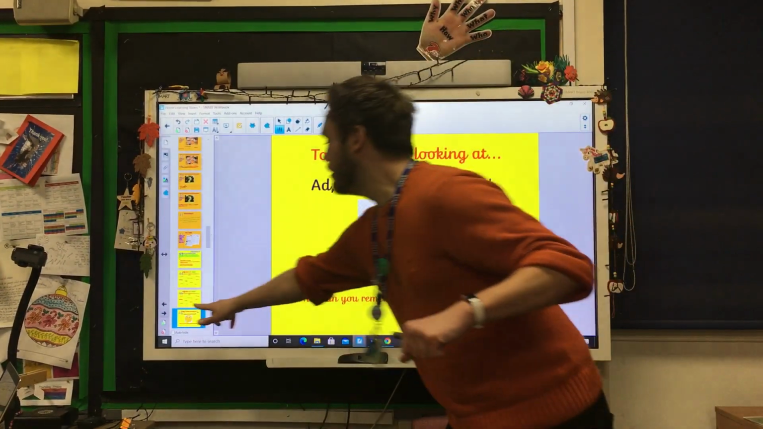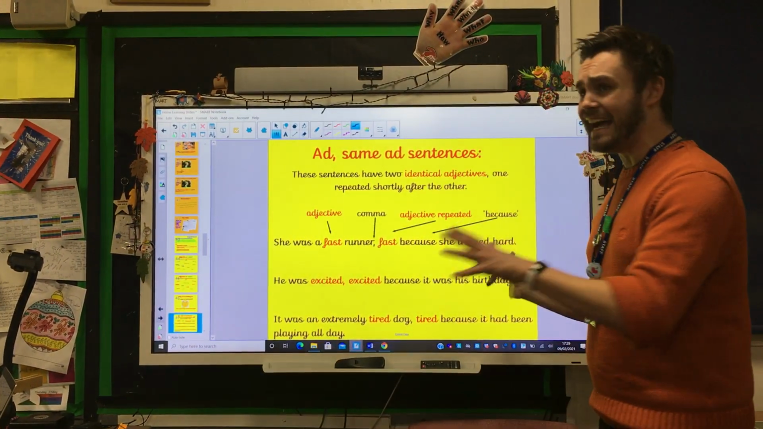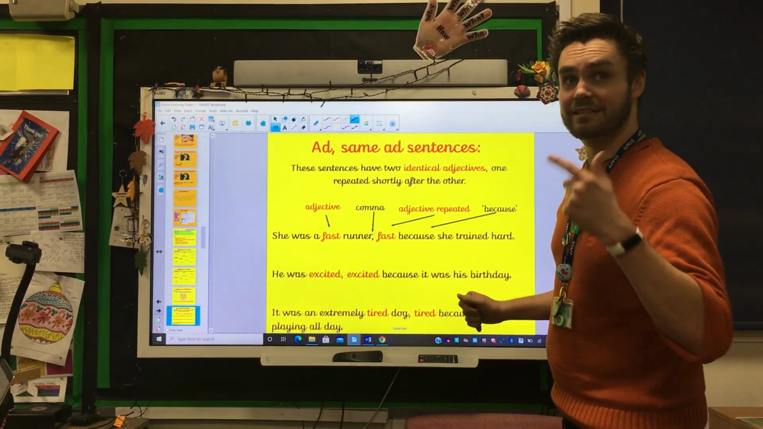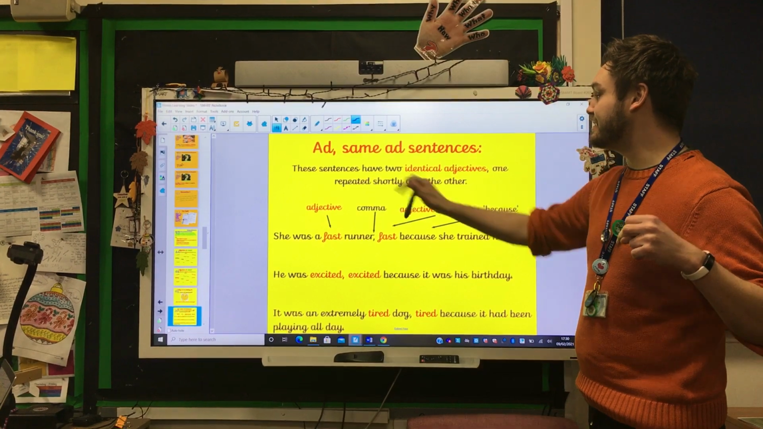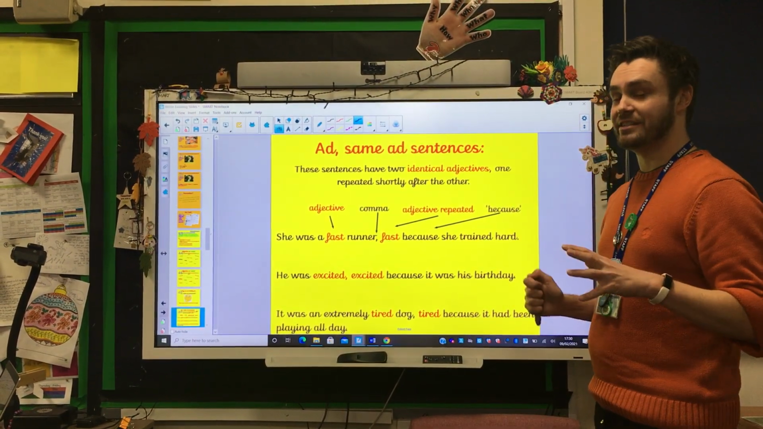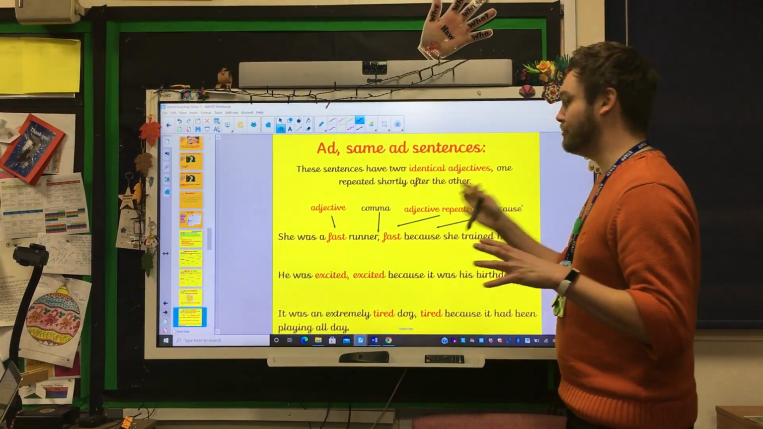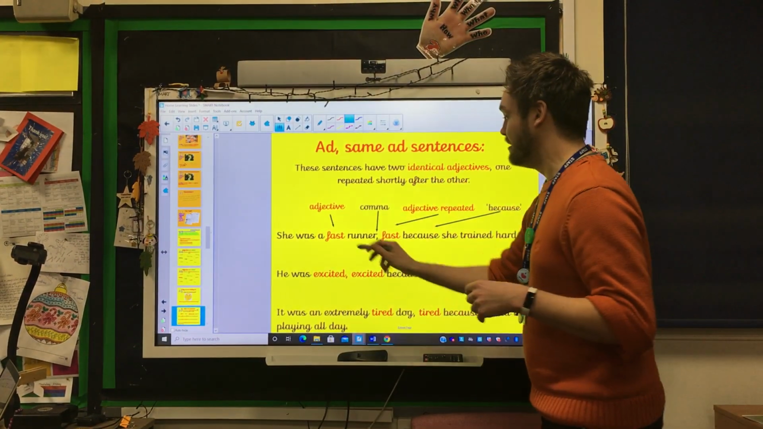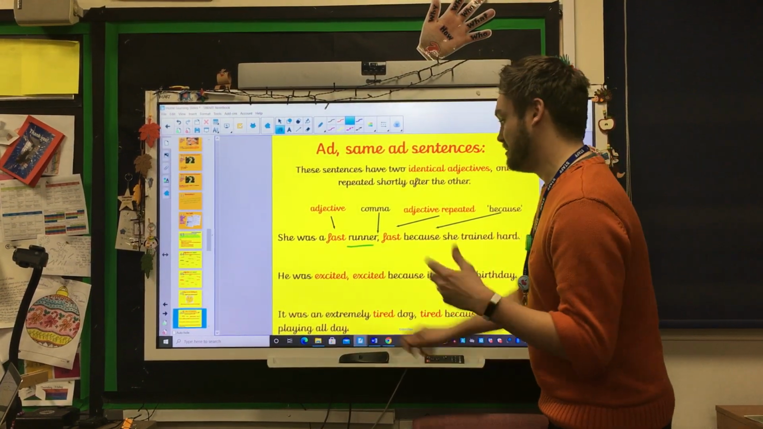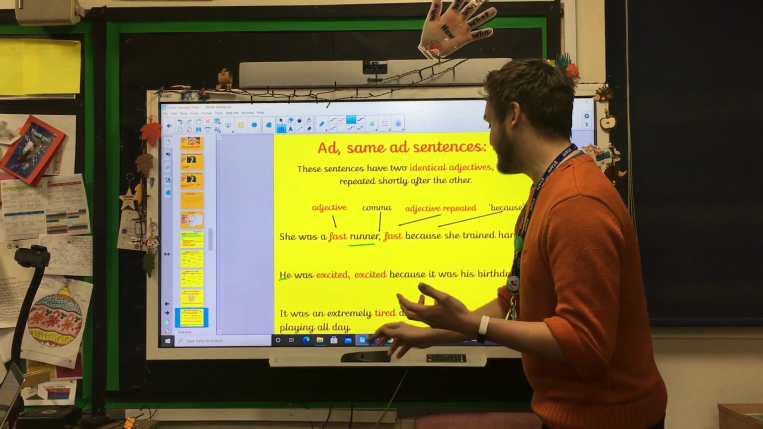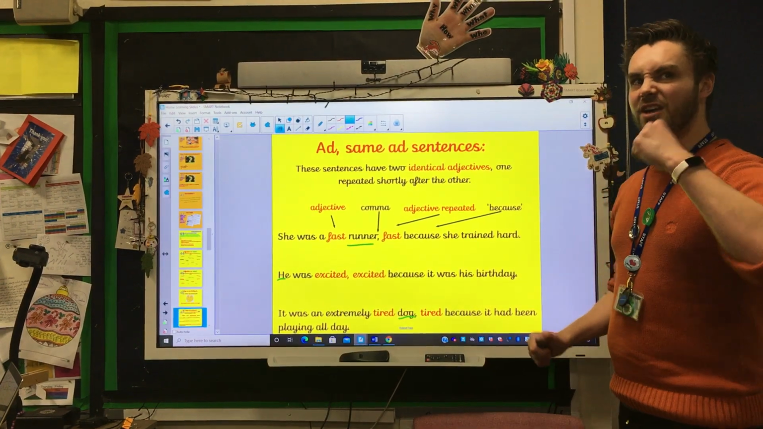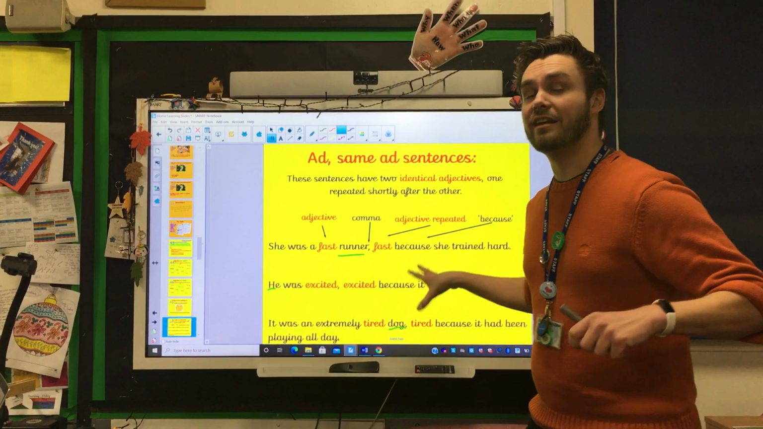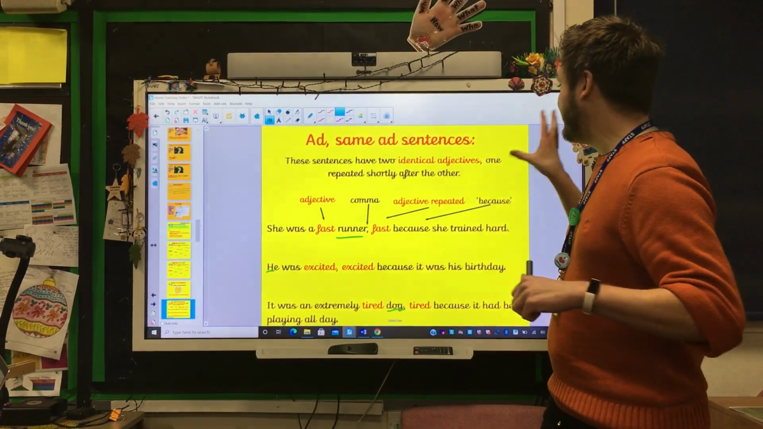Okay, so, looking at what we have, add, same, add sentences are a little bit different from what we've looked at with list and two-way sentences because these sentences have two identical adjectives, one repeated shortly after the other, okay? So we could have, for instance, a runner or a dog, but nouns aren't quite as critical to these sentences as before. It's still good to be using them. That's why I've not highlighted them in green today, because our main focus is on adjectives.